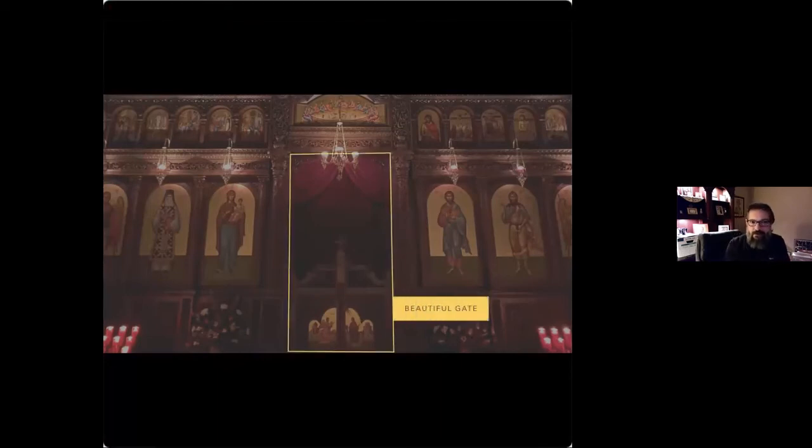And first and foremost is this focal point. And this is what's called the beautiful gate, the Aurea Porta, the beautiful gate. Now, there is gate symbolism throughout Holy Scripture. There are two that we should perhaps think about.